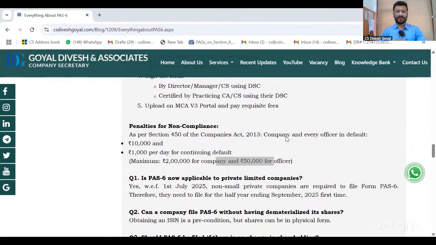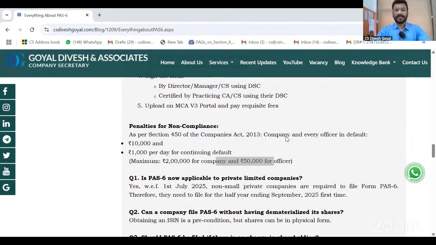So the provision will be mandatorily applicable on the private company from the 1st July 2025. Once the provision is applicable mandatorily from the 1st July 2025, the half year will end on the 30th September 2025. Then the company should file the first PAS-6 for the private company in November 2025. These are the two approaches.